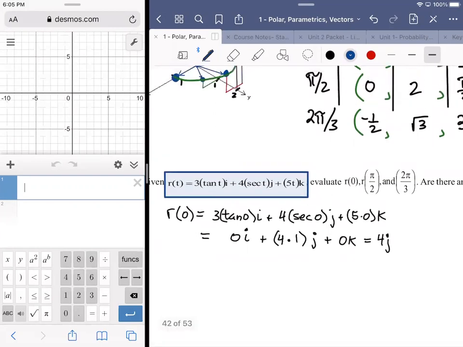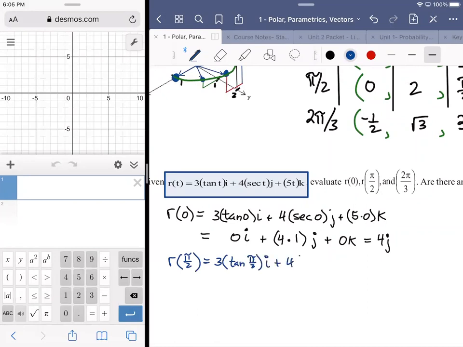Right, so I'm going to evaluate again, this time with pi over 2. So 3, and I'll do the substitution. 3 tan pi over 2 i plus 4 secant pi over 2 j plus 5 times pi over 2 k.